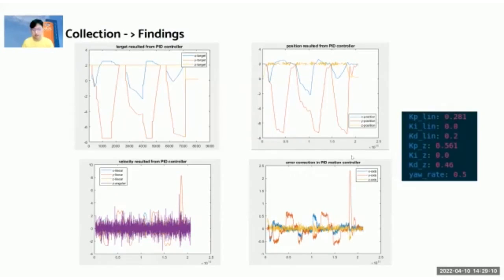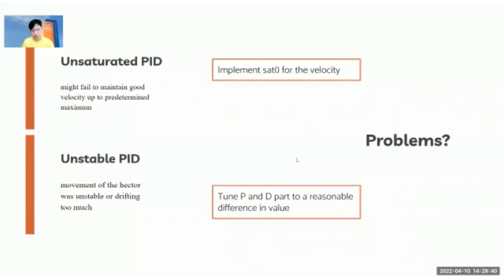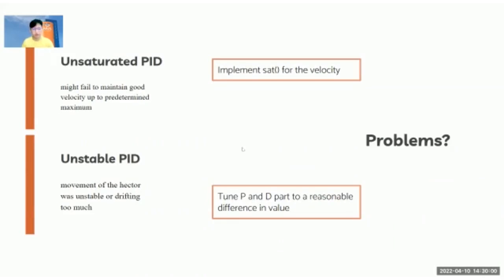These are the graphs generated from the data extracted and processed through MATLAB. These graphs show what's going on in each axis from target, position, velocity, and correction. There are some slight differences and some fluctuation for each axis, but in general, it follows the target well enough with this configuration on the left. There were some problems, namely unsaturated PID, which led to failure in maintaining velocity, and this is easily solved by applying a saturation function, and unstable PID, which led to unstable movement of the hector. This is solved by tuning the P, I, and D parts, the proportional, integral, and derivative parts.